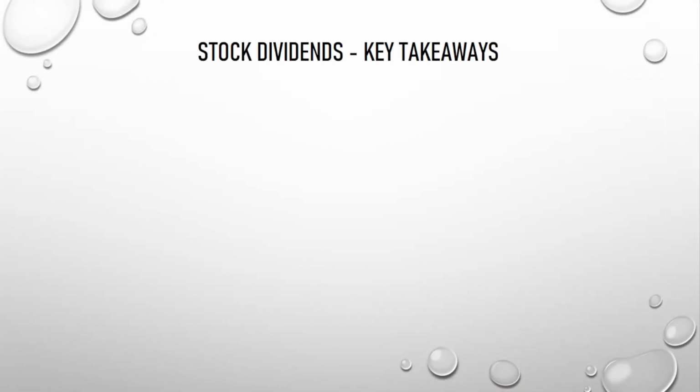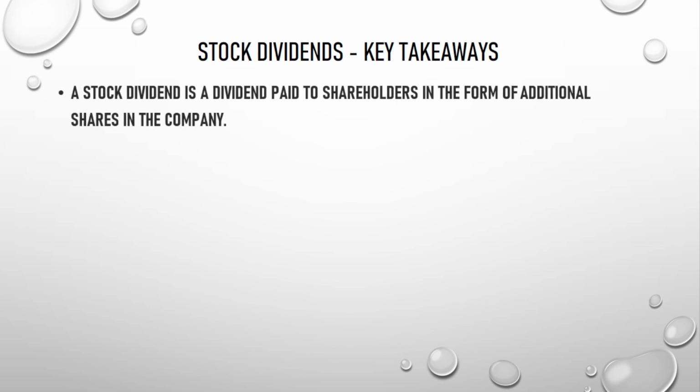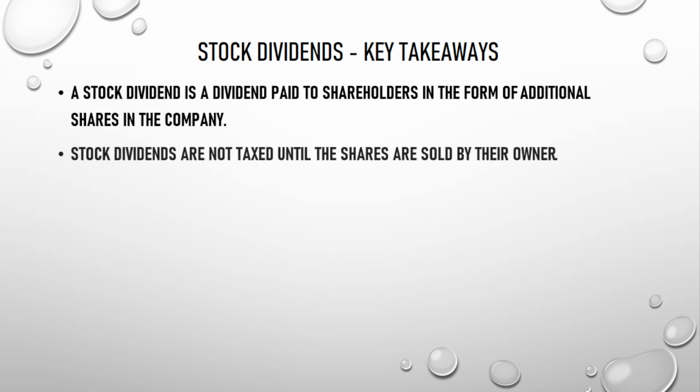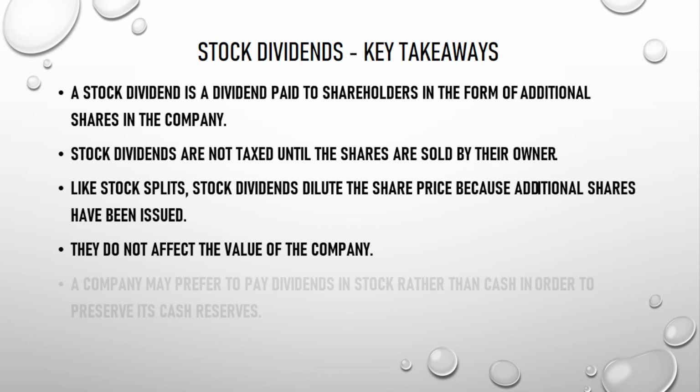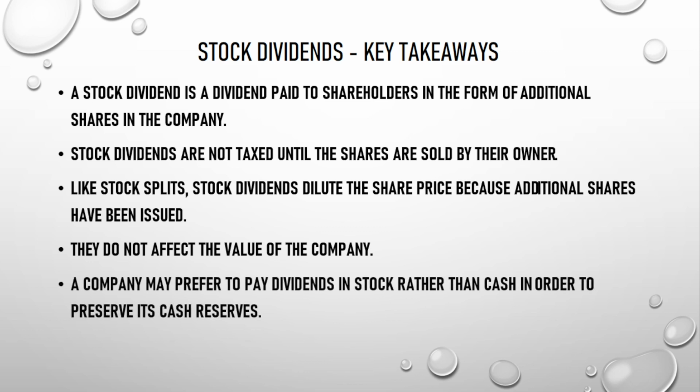I will read out the key takeaways of the stock dividend. A stock dividend is a dividend paid to the shareholders in the form of additional shares in the company. The stock dividends are not taxed until the shares are sold by their owner. Like the stock split, the stock dividend dilutes the share price because the additional shares have been issued. They do not affect the value of the company as well. The company may prefer to pay the dividend in stock rather than cash in order to preserve its cash reserve.